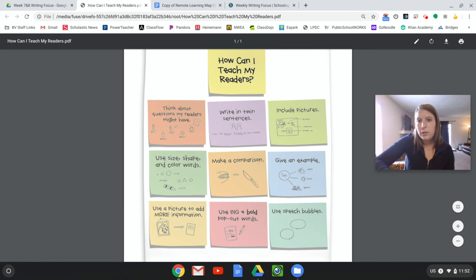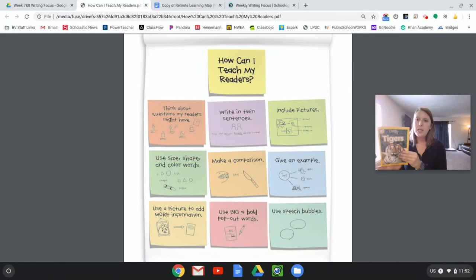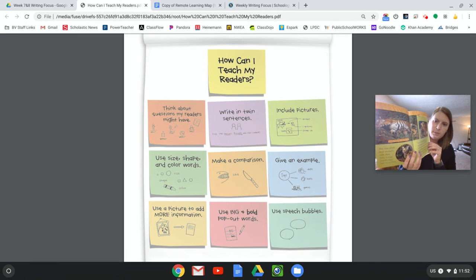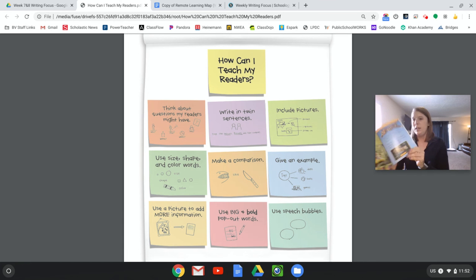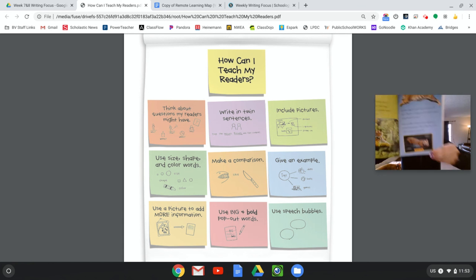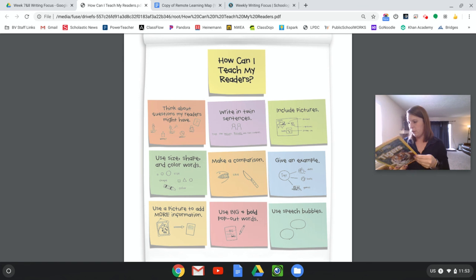The next one says include pictures. Okay, so remember, when we're adding pictures, we can be labeling, we can do arrows. There are tons of tiger pictures in this book, and you would expect to learn lots about. These are cool because they are photographs. So they are pictures of real tigers, right? Drawings work too, though. Add some labels.